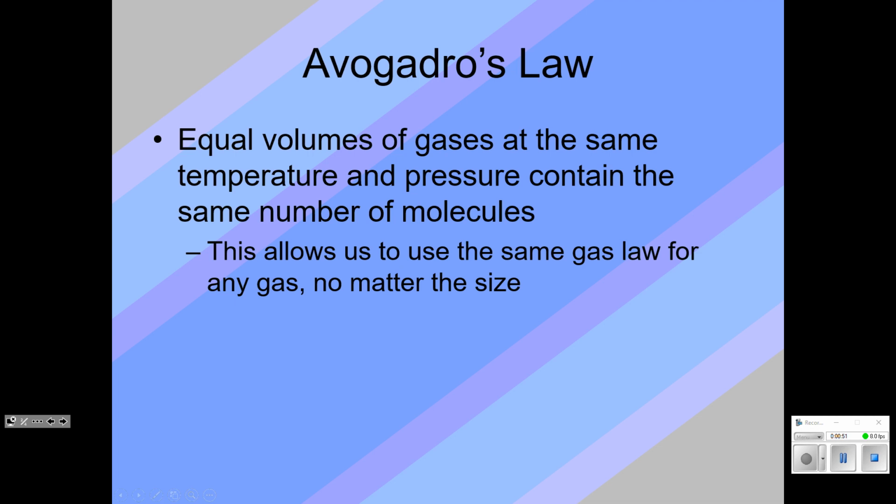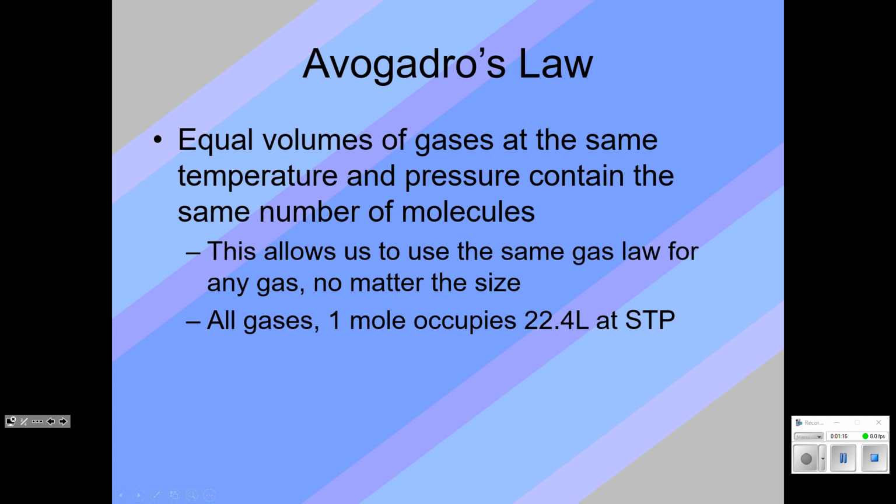So again, what this means is that no matter what size of gas it is, a large gas, a small gas, we can use the ideal gas law for any of these. And it also lets us know that for any gas at standard temperature and pressure, 1 mole of that gas would occupy 22.4 liters. I actually have a box with that over here on the side of the room to remind you about what size that is.